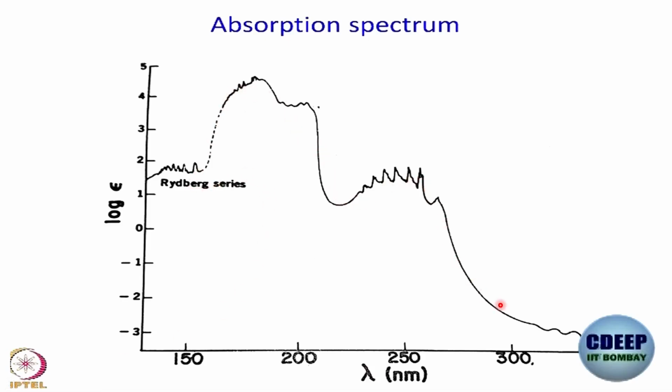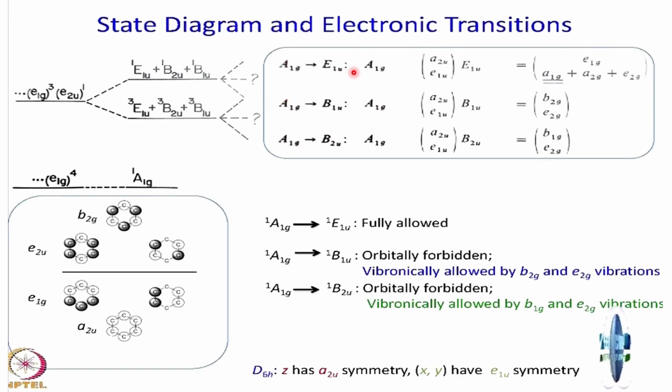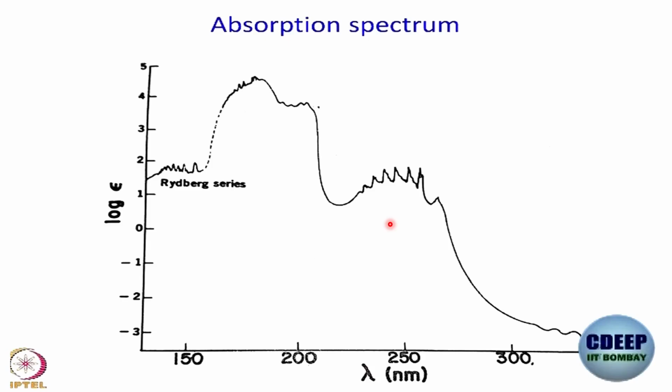Now next is the absorption spectrum of benzene. The obvious thing is that the y-axis is in log so that we can see the higher intensity and lower intensity peaks also. The highest intensity absorption peak is this one, right? And what could it be due to? Both spin allowed and orbitally allowed, and that is your A1G to E1U, fully allowed.